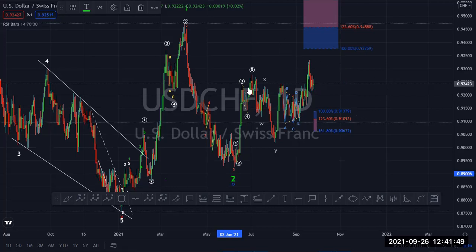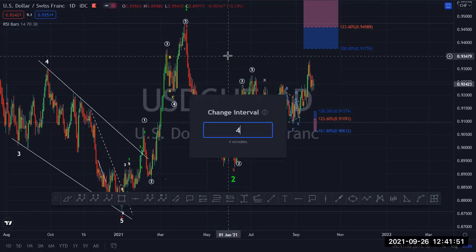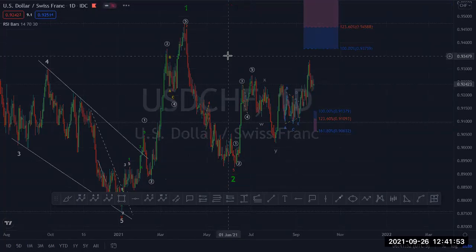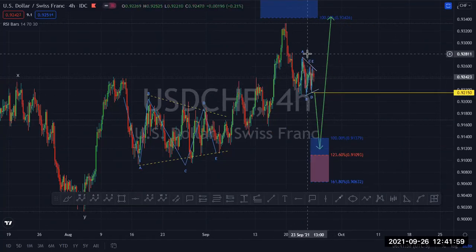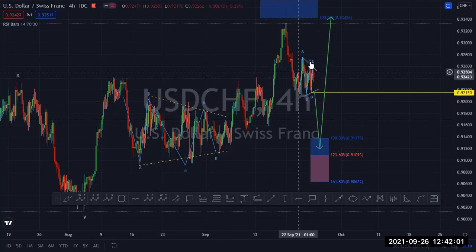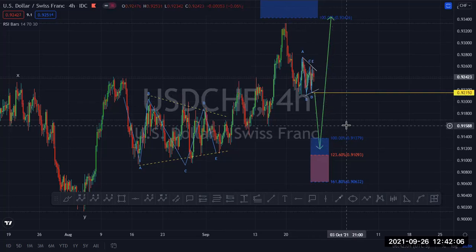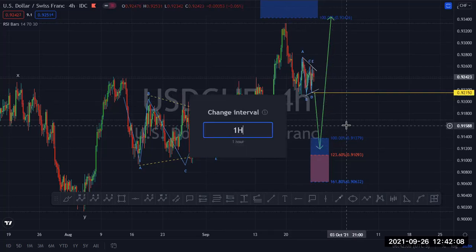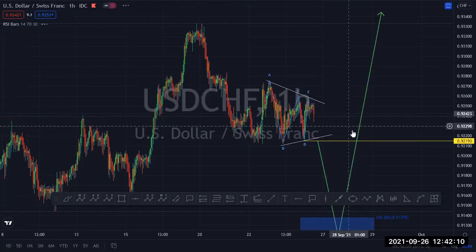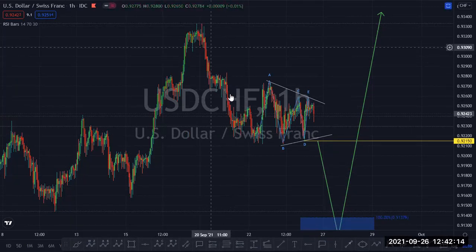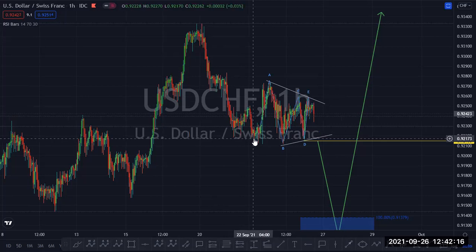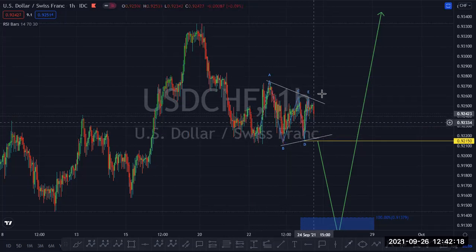For now, 4 hours will give us more light. So on 4 hours, we can see we are forming a triangle again. This is triangle forming. So I'm expecting a drop when it breaks this level. So let me check 1 hour. The triangle is more visible on 1 hour. So this is an A, then the A, B, C, D, E.